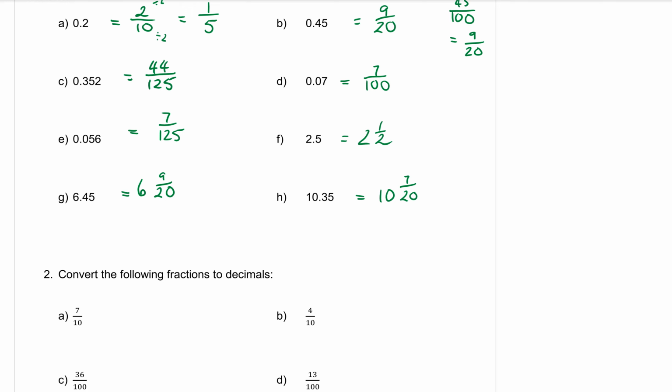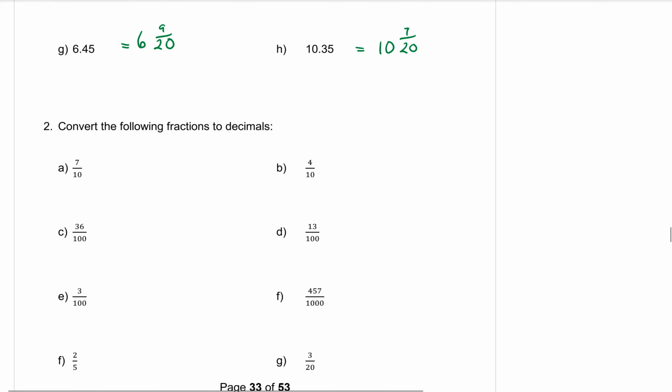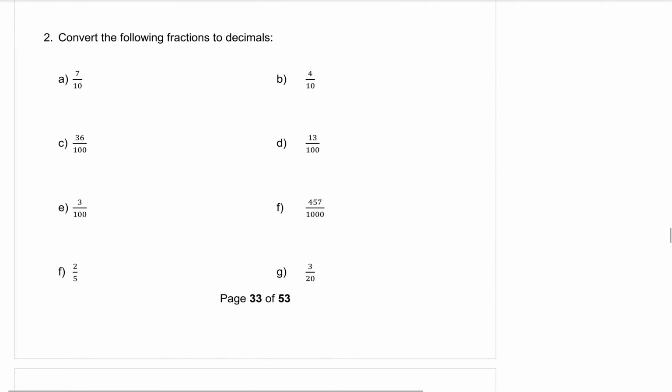And question 2 wants us to go the other way. It says convert these fractions to decimal. Guess what? The calculator is still going to help us here. But let's do a couple of them without the calculator because we know we can. So the first one, A, 7 over 10. Because it's over 10, that's telling you that that 7's got to go in the 10th position, which means 0.7. We didn't need a calculator for that.